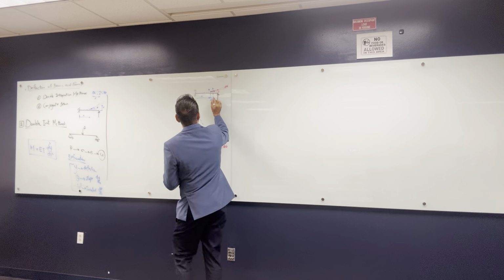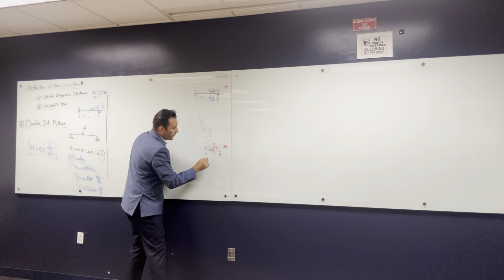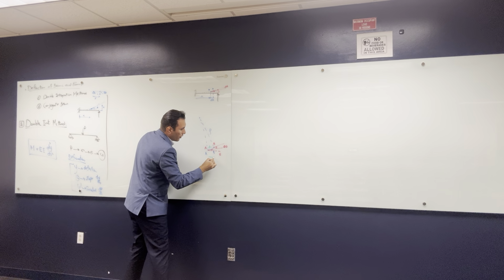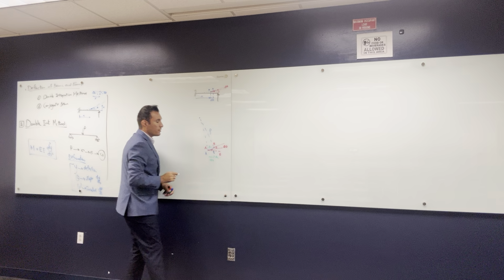The length of the beam here, this length is ds. But the horizontal projection of this distance is dx, and the vertical projection is dy. In between them is ds.